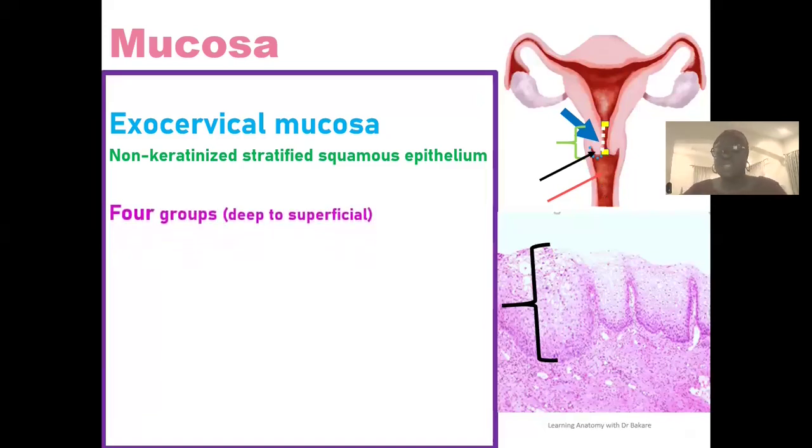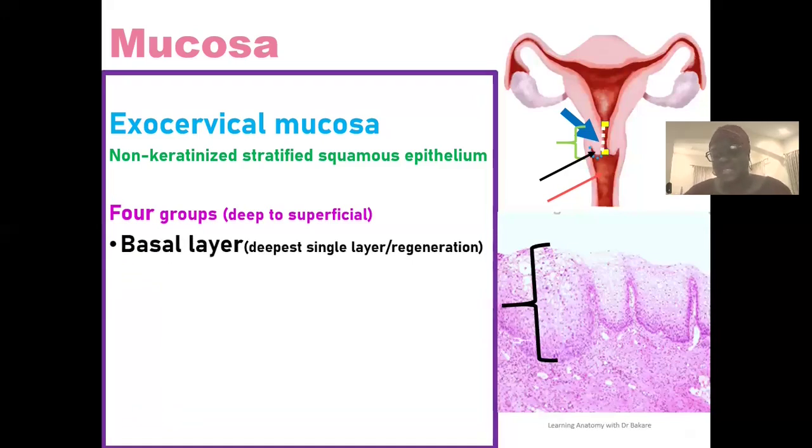From deep to superficial, we have the basal layer. The basal layer is what is carved out here in white. This basal layer is the deepest layer, and it is usually in a single file. It is a regenerating layer. This is the layer that further divides and becomes mature as the cells move more superficially.